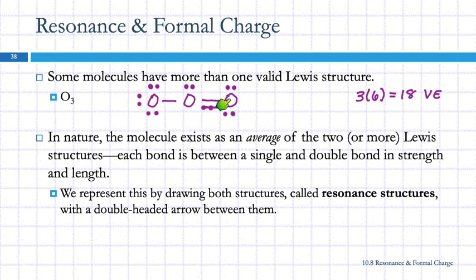So why does this oxygen have the double bond instead of this one having the double bond? Well, we need to have an octet, so there has to be a double bond, but why does it have to be here? It doesn't. It doesn't have to be there. We can draw another perfectly good Lewis structure where we put that double bond on the other side.